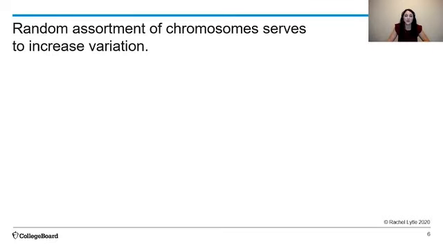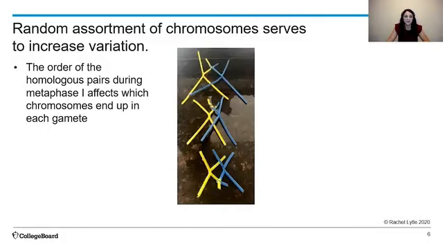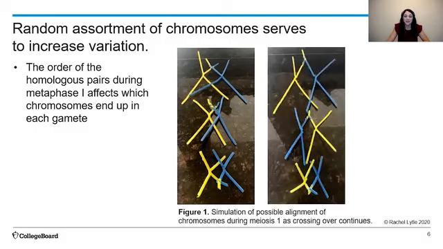All right, random assortment of chromosomes also is a way to increase genetic variation. So when the homologous pairs line up during metaphase 1 of meiosis, they can line up in different orders. So here we see a possible way that the chromosomes that we were just looking at and their homologous pairs could line up during metaphase 1 of meiosis 1. Here we see another way that they could possibly line up.